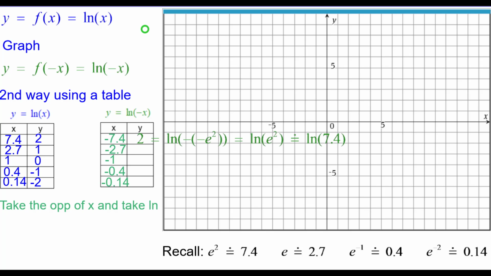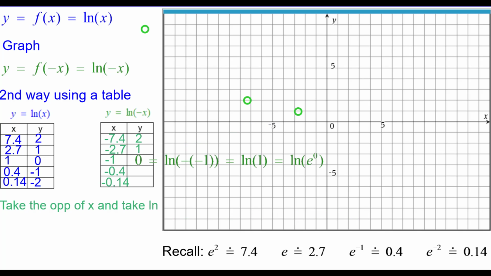So the opposite of negative e squared is going to be the natural log of e squared, which is the natural log of 7.4, which is 2. So -7.4 comma 2 is our first point. Here we're going to use negative e, and take the opposite of that, it's positive e, and the natural log of that is 1. So -2.7 approximately, comma 1.